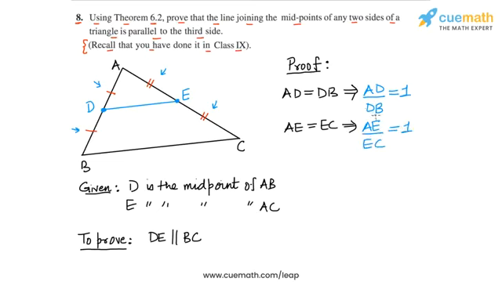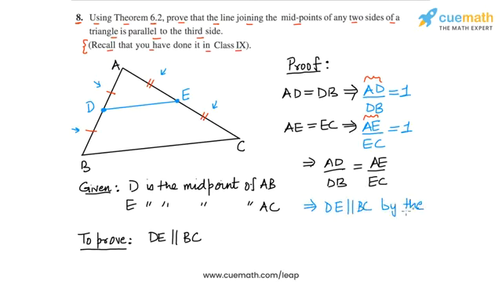So if you look at these two ratios now, AD by DB and AE by EC, we find that both of them are equal. So AD by DB is equal to AE by EC, and therefore we can say that DE is parallel to BC by the converse of the basic proportionality theorem, right? Because DE divides AB and AC in the same ratio, therefore DE must be parallel to BC. So this is what we had to prove, DE parallel to BC, and with this we have completed question number 7.